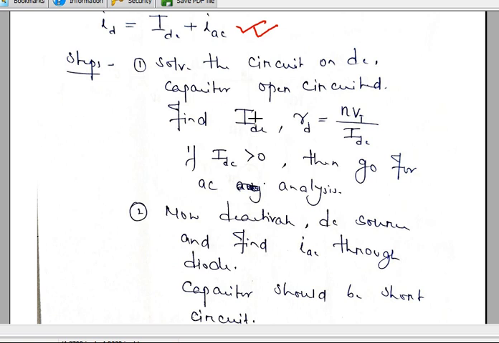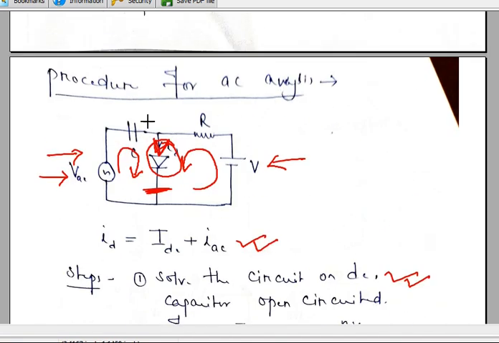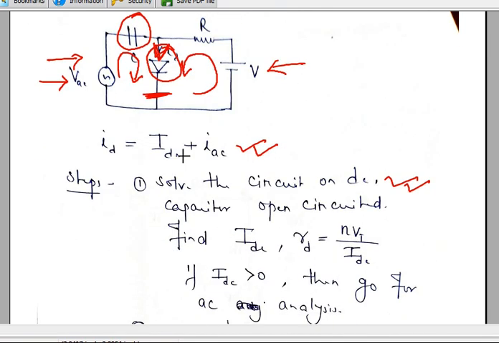The first step is to solve the circuit on DC. In this kind of circuit, first you have to prepare the circuit for solving on DC. That means you have to remove the capacitor, open circuit the capacitor, and then solve the circuit and find out the value of ID, and then RD.